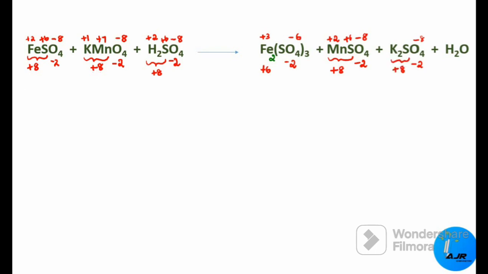Okay. Potassium, see this potassium, it's an alkali metal. So plus 1, 2 K are there. So plus 1 into 2 is plus 2. If it is plus 2, then sulfur would be plus 6.